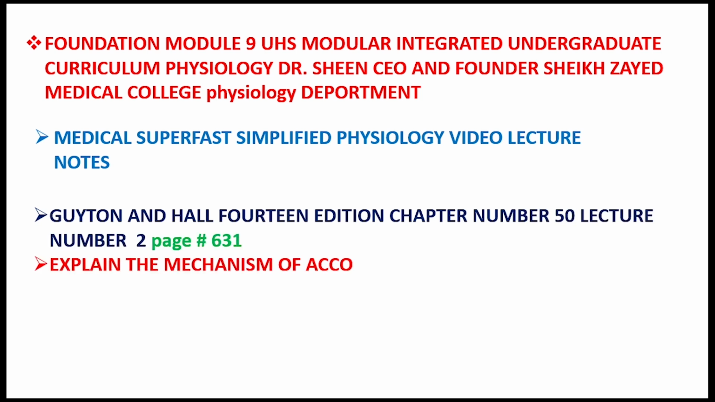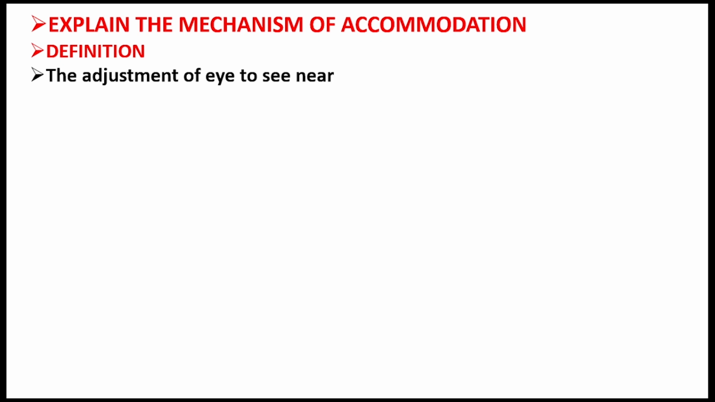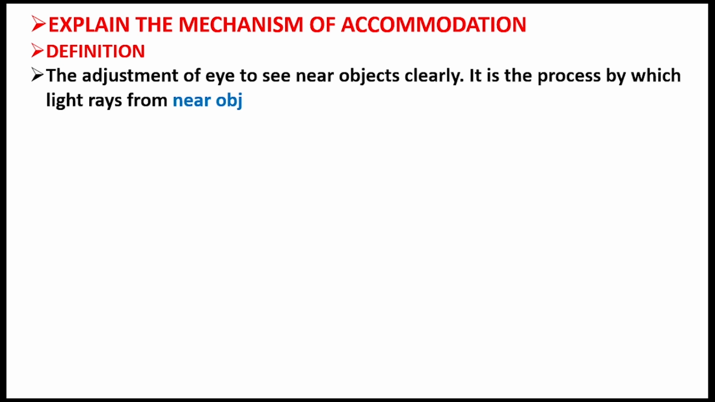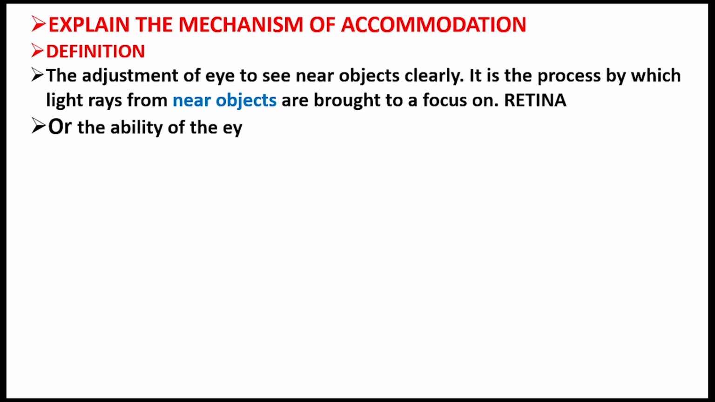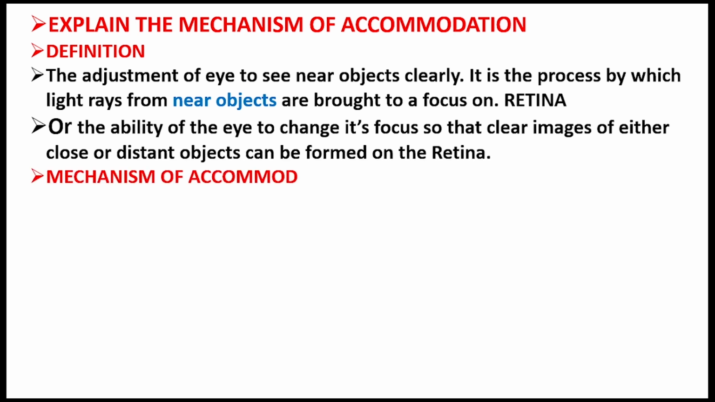Explain the mechanism of accommodation. Definition: the adjustment of the eye to see near objects clearly. It is the process by which light rays from near objects are brought to a focus on the retina, or the ability of the eye to change its focus so that clear images of either close or distant objects can be formed on the retina. Mechanism of accommodation.